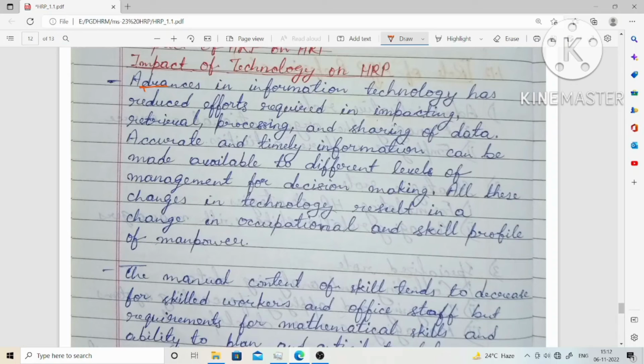All these changes in technology result in a change in the occupational and skill profile of manpower. So you see, accurate and timely information can be made available to different levels of management. Due to improvement in technology, such things are nowadays possible.